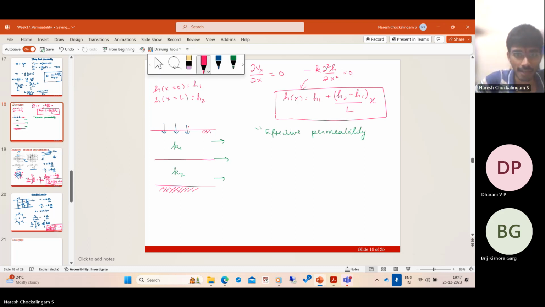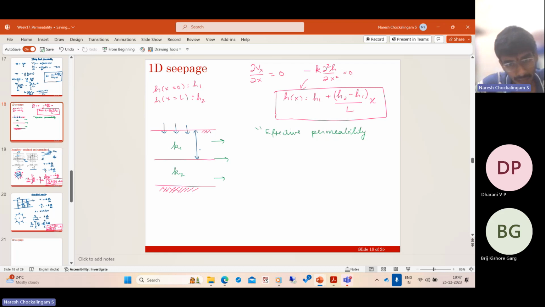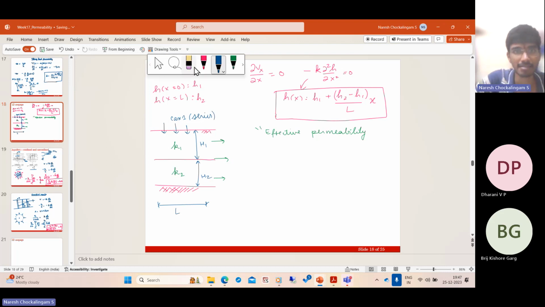Let this have thickness H1 and this have thickness H2, and let us consider some length L. What is constant in the blue case? Let us take this as case 1, in series, and this is soil strata in parallel. The green is in parallel.